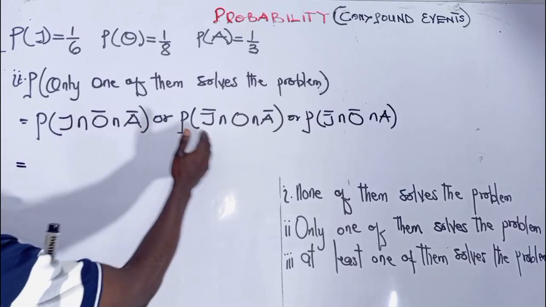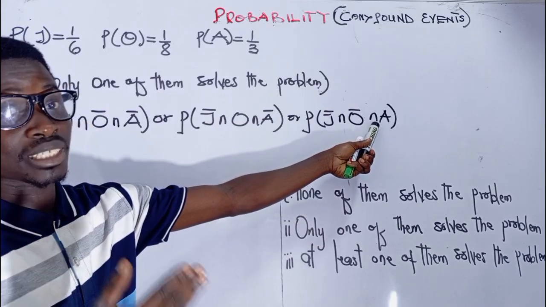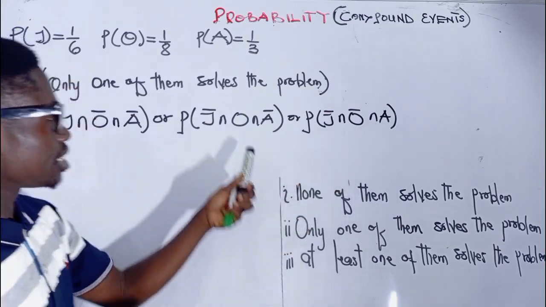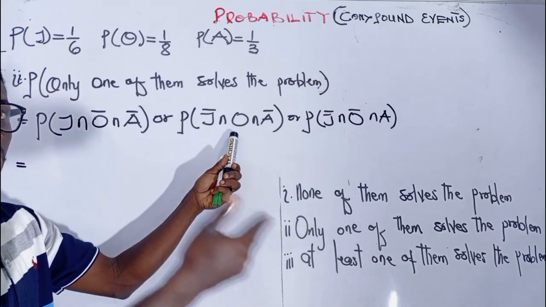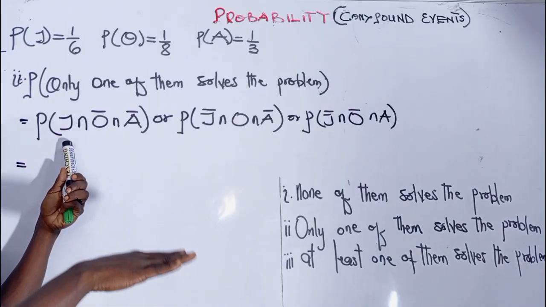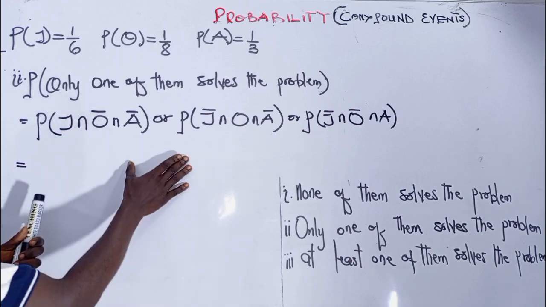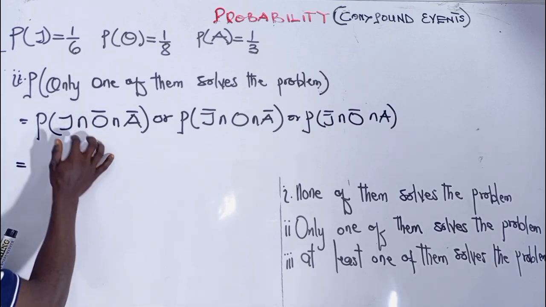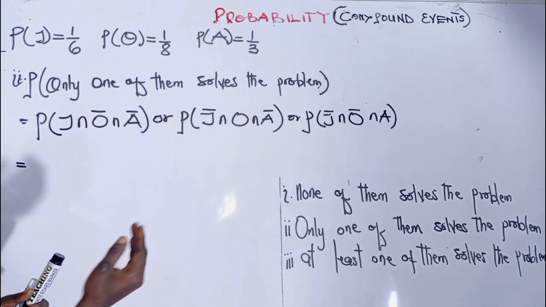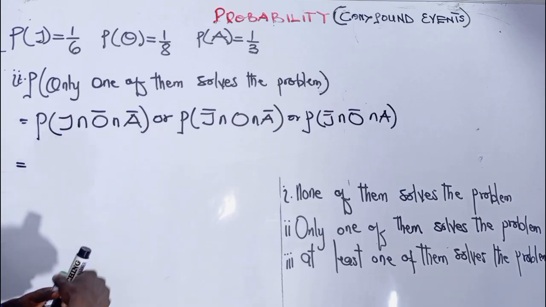So within each of these, only one of them solved the problem. With this, it is only Asamoah who was able to solve the problem. With this, it is only Okai who was able to solve the problem. And with this, it is only Julius who was able to solve the problem. So only one of them solves the problem. And this is that. Since we are having the intersection, we are going to use the multiplication law and then the "or" means addition in probability.